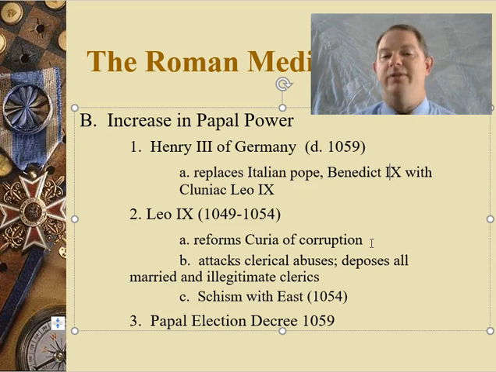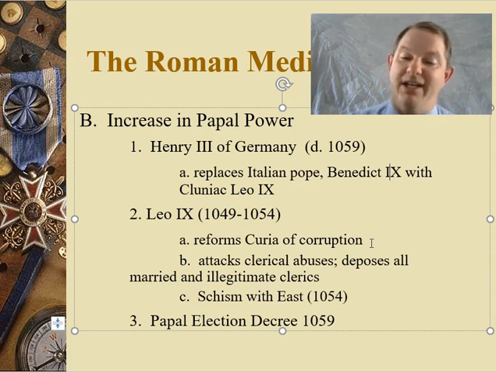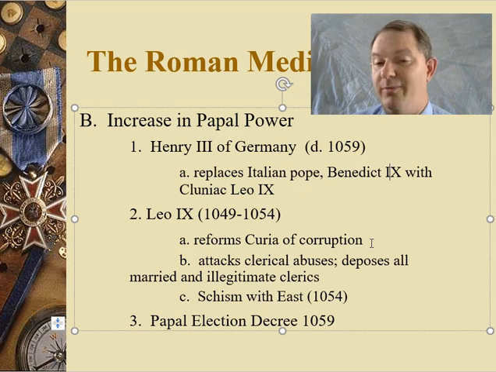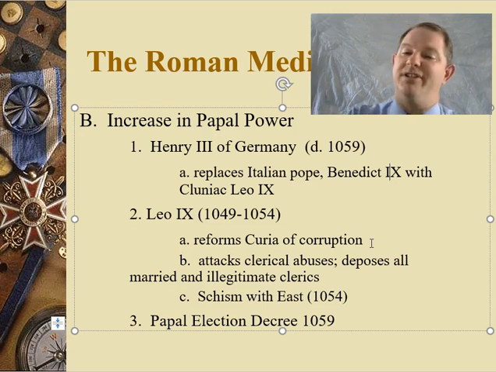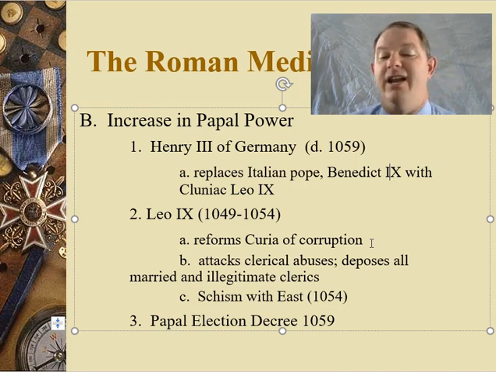He reformed the Curia, which is the papal court, of corruption. He took that idea of attacking clerical abuses like simony and clerical marriage and other forms of abuse, and took it to a European-wide focus. He worked to clean up the church in all areas.